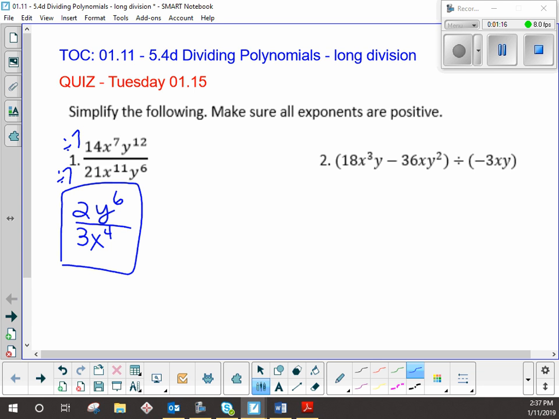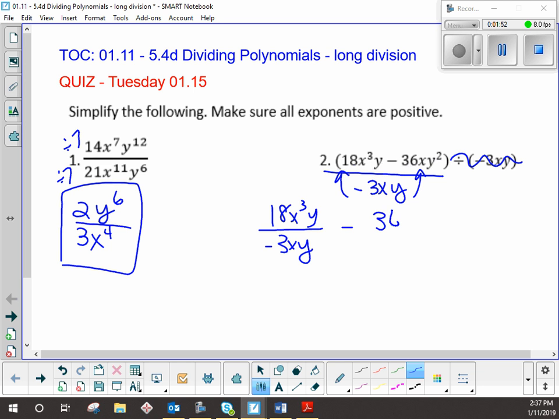Now for problem 2, the way that's different is now it's two things divided by one thing. And the video we watched yesterday said to rewrite it as a fraction, like this, to get started. And then break it up into two different parts. It said split it up. And what's really going on here is it's kind of like the distributive property. This term gets divided by negative 3xy, and this term gets divided by negative 3xy. So we've got 18x cubed y over negative 3xy, minus, which comes from the problem, 36xy squared over negative 3xy.